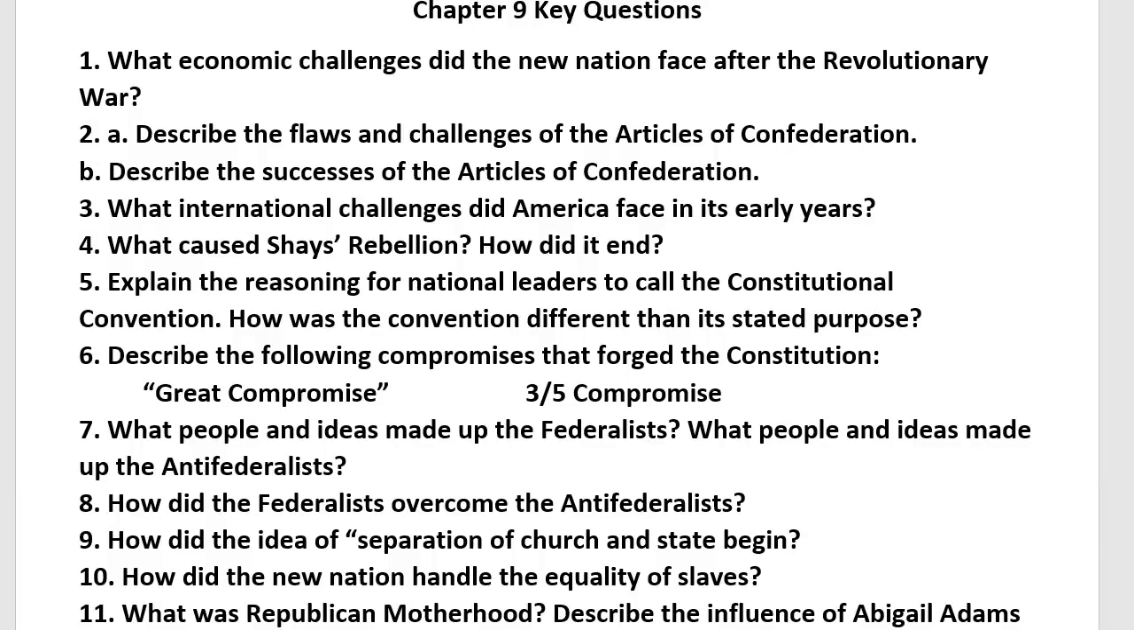It is time to go over the Chapter 9 key questions. So, the first key question for the chapter: what economic challenges did the new nation face after the Revolutionary War? Well, a lot of their economic challenges had to do with managing the currency, the fact that each state had their own individual currency. Also, they were busy competing with one another, and so without that cooperation and collaboration among states, it's quite a divided country.